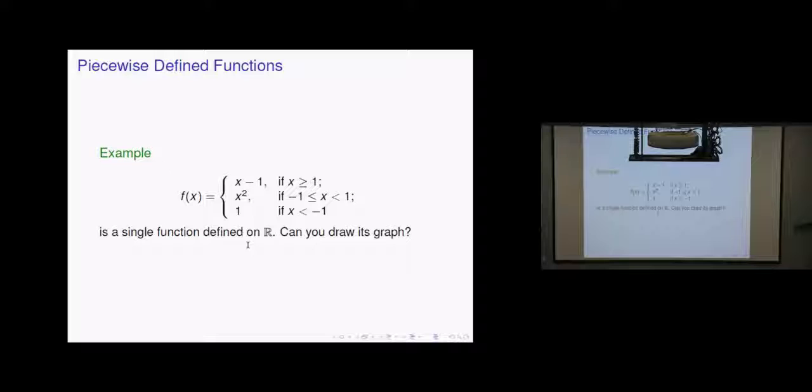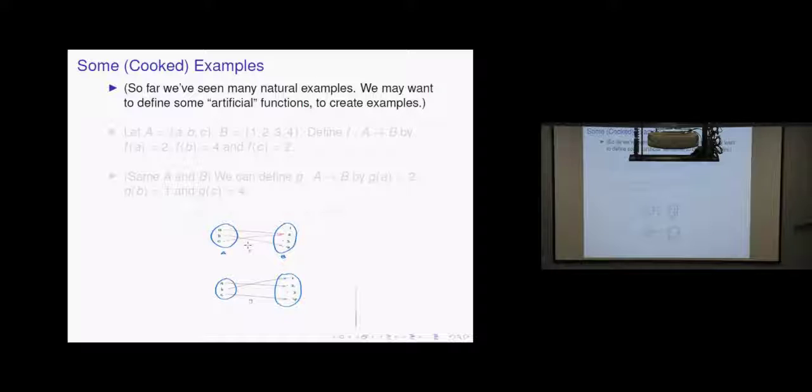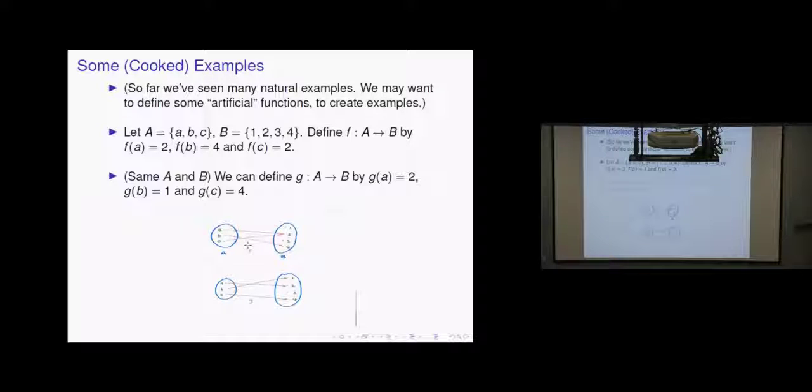Okay. You can define a function by pieces, right? So the domain, say, you can define a function f from R to R by several pieces. If x is bigger than 1, you use this piece. If x is between -1 and 1, you use the other piece. If x is less than -1, you have another piece. It's fine. As long as it's single value, it's okay. Right? Now, very often we do not look at natural examples. Sometimes we cook up some artificial examples to illustrate something.